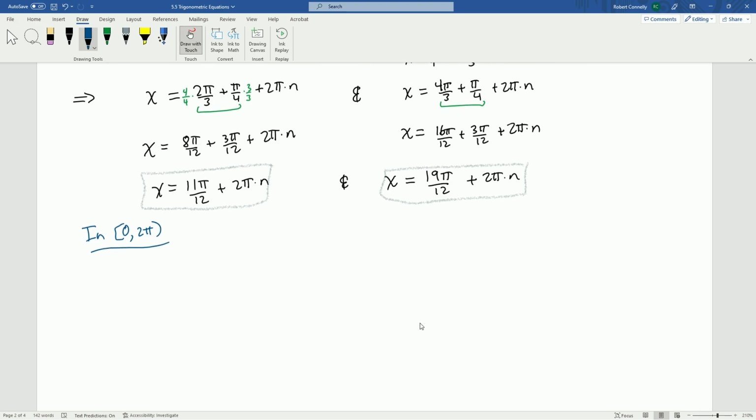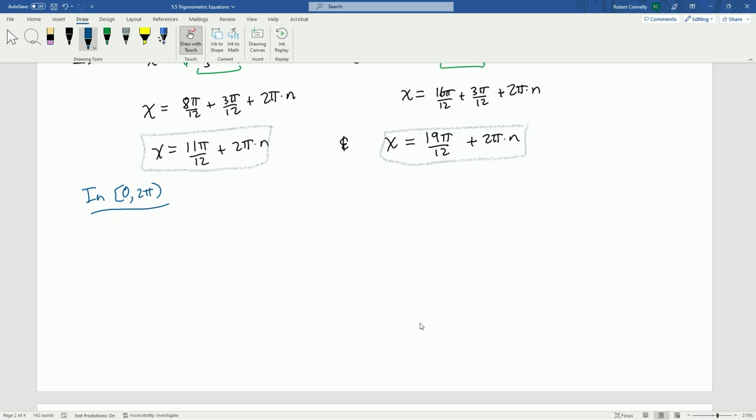Now, for the most part, this basically just comes down to plug and chug. Just check, plug in values for n, see what you get. But in this case, it's really simple. So in this example, if I plug in n equals 0, I just get 11 pi over 12. And I need to check, is 11 pi over 12 between 0 and 2 pi? Sure, it's positive, and it's smaller than pi, so it's certainly smaller than 2 pi.